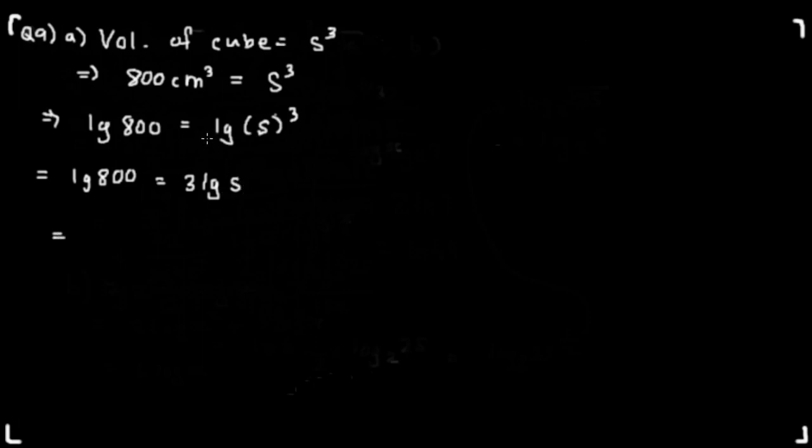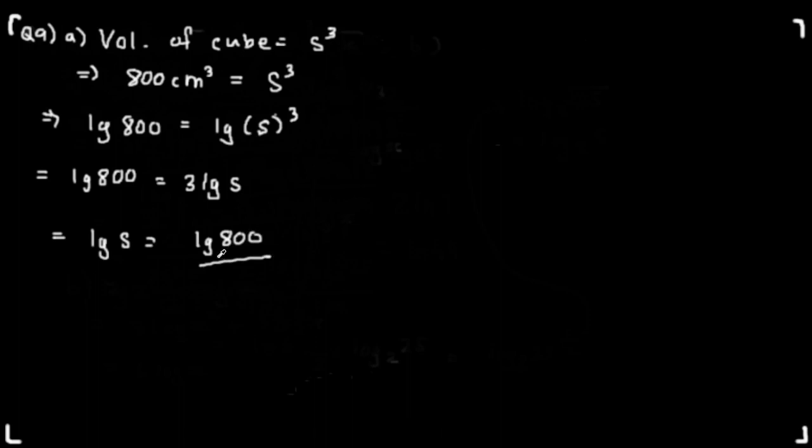From here, what you would do is divide both sides by 3, so you remove this 3. That means lg s, oh my god, I should have written x here. lg s is equal to lg 800 divided by 3.